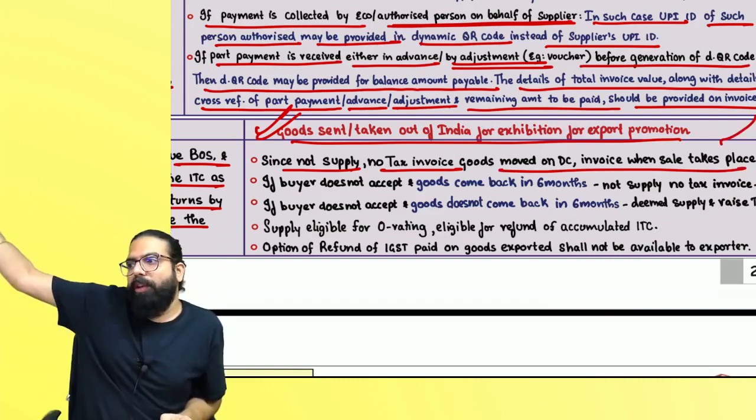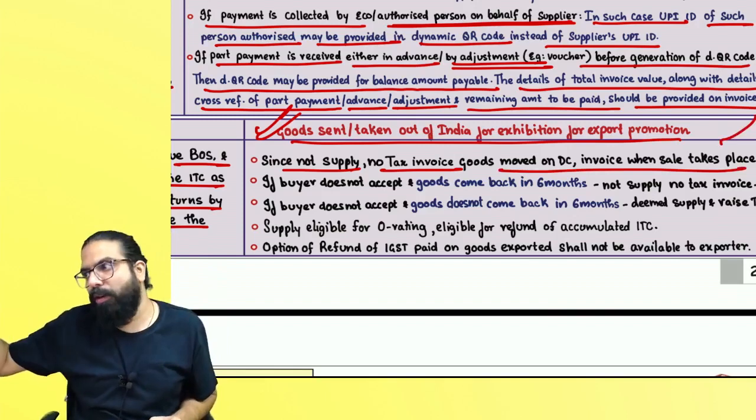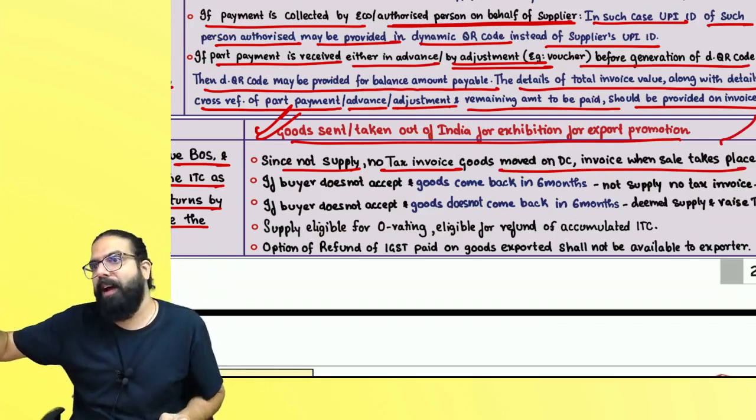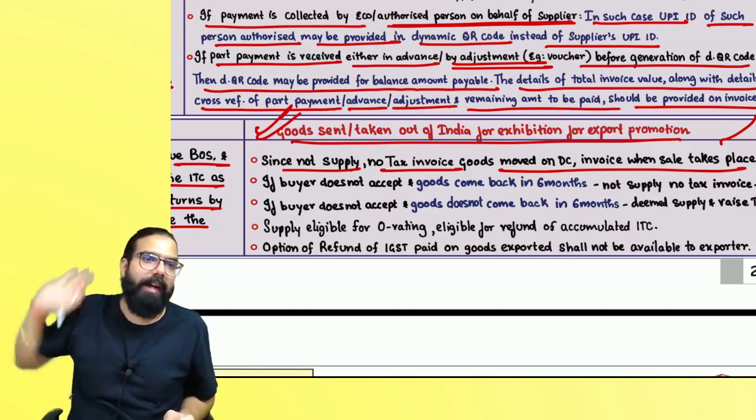Now, when I took the goods outside India, that time it is not a supply. I will not issue an invoice. I will take the goods out of India on the basis of a delivery challan. When the sale takes place, I will raise the invoice.